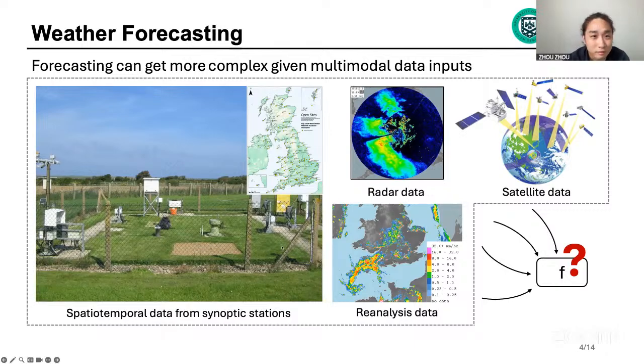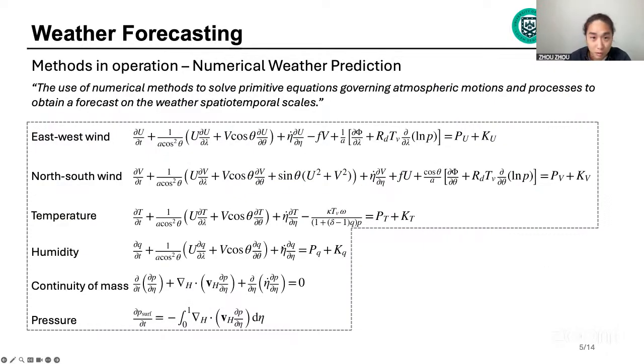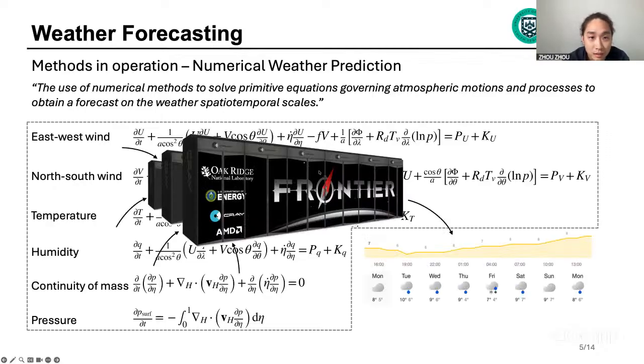So what is our f? Currently, I think most meteorological departments are looking at numerical weather prediction solutions. They are trying to solve differential equations to forecast the future condition of the weather. So we rely on a huge computing server to get predictions like this.